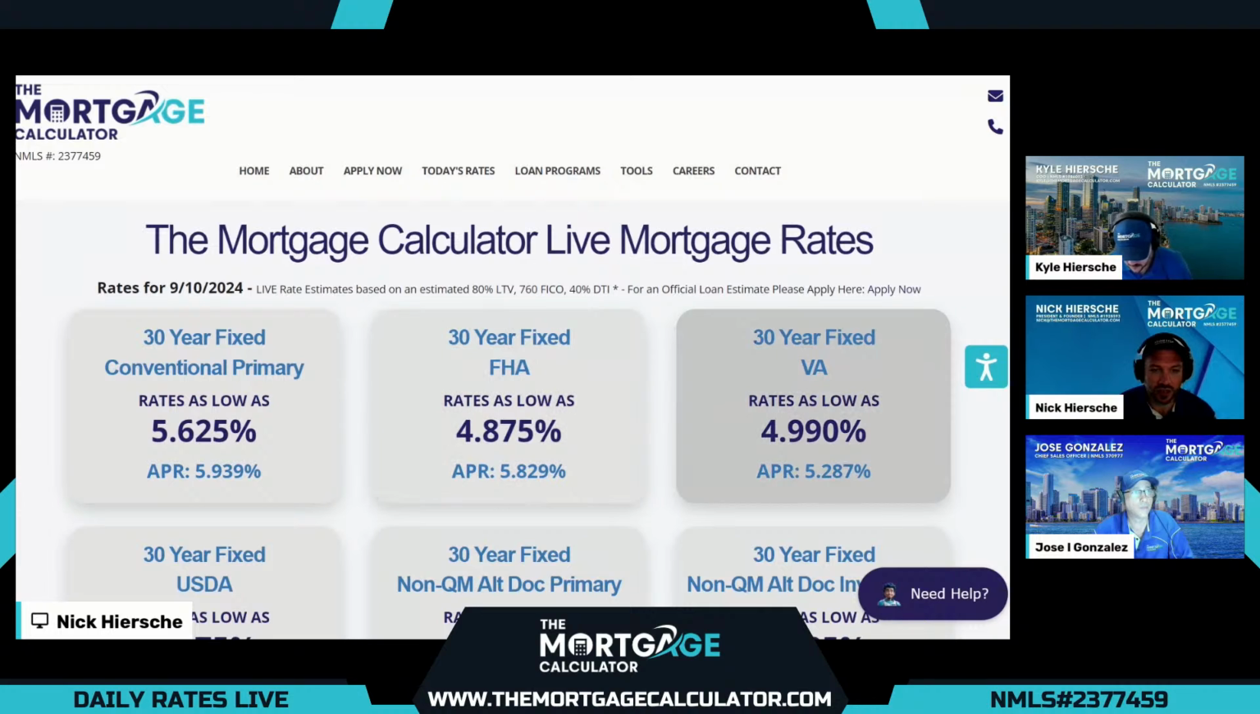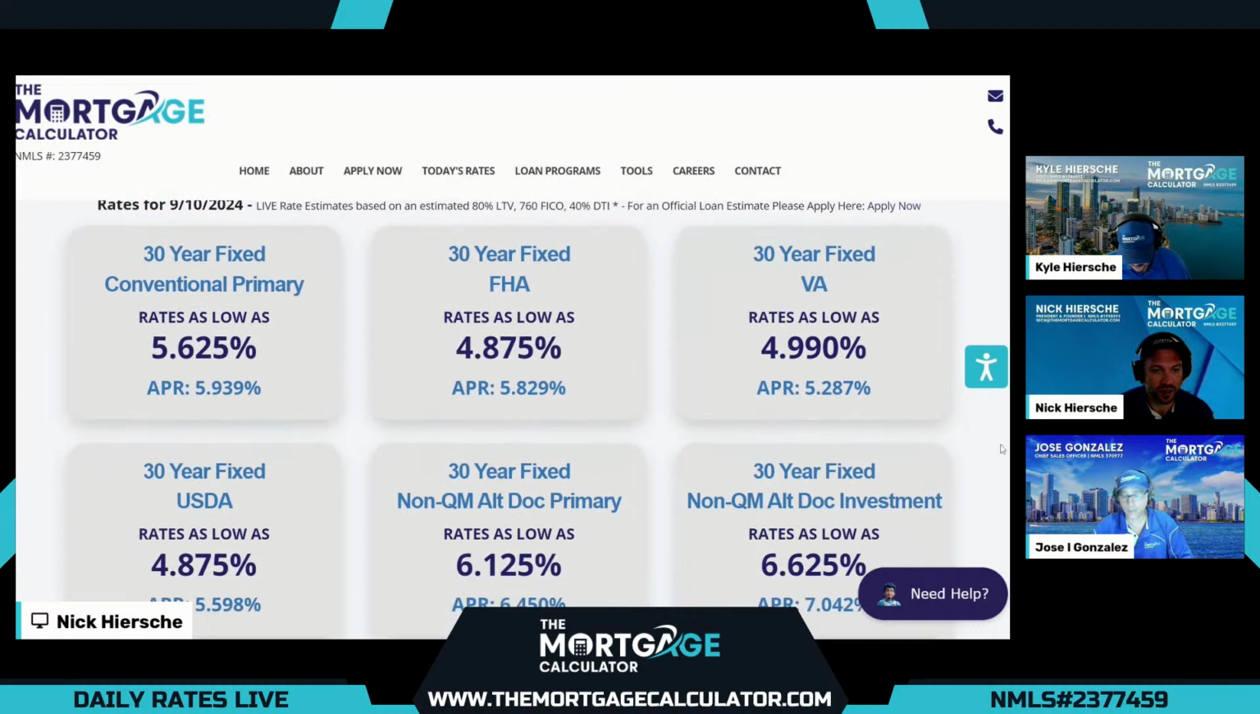Now, moving on to our VA, which moved quite a bit from yesterday. Amazing for our eligible vets and active service members. VA is an amazing program. Rates today as low as 4.99, finally under 5. Final APR with a standard funding fee, 5.287. So as you can see, this is going to be a better option for any of our VA eligible borrowers when we compare to FHA and conventional. So definitely take advantage if you are eligible. And the rates are great.